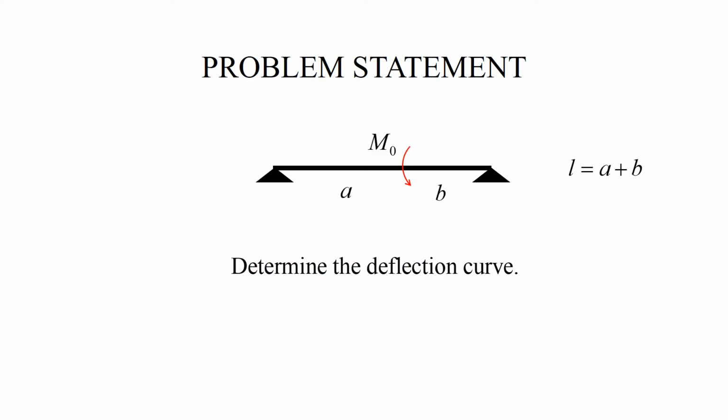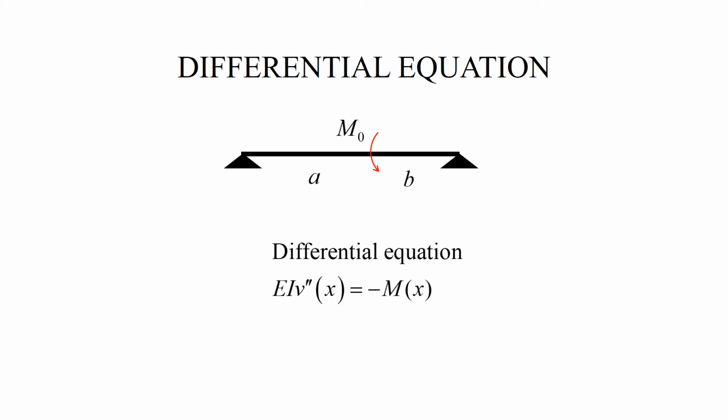So, a simply supported beam of total length L is subjected to a couple M0, applied somewhere in the middle, and the beam is divided into two segments, A and B. Our task is very basic. We need to determine the deflection curve. We will solve this problem by solving the second order differential equation, where on the right-hand side we have the bending moment function.